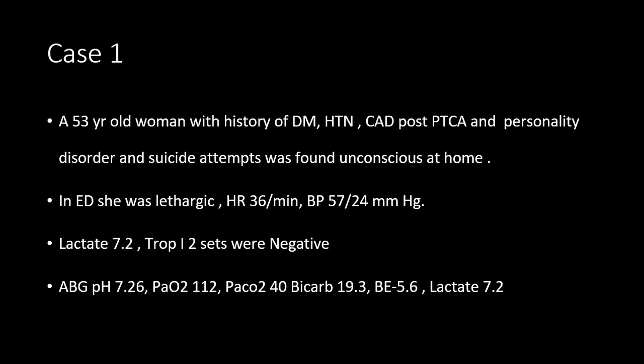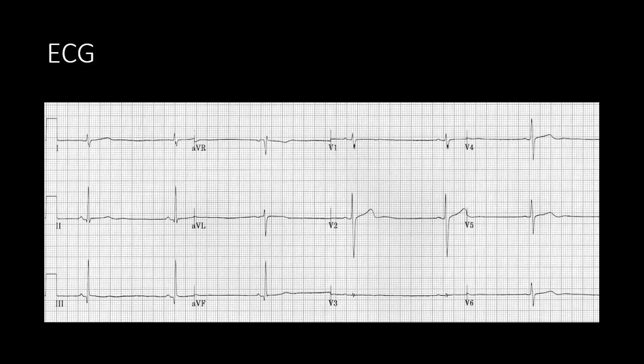Let's see whether you can identify this poison. So, a 53-year-old woman with a history of diabetes, hypertension, CAD post PTCA, and personality disorder and suicide attempts was found unconscious at home. She was lethargic, she had a bradycardia, BP of 57 by 24, lactate of 7.2, troponin two sets negative. And this is the ABG: 7.26, PO2 112, 19.3, bicarbonate minus 5.6. Okay, what is your answer? Yes? Beta blocker poisoning. Okay. Now, does your opinion change or are you still convinced it is only a beta blocker poisoning?